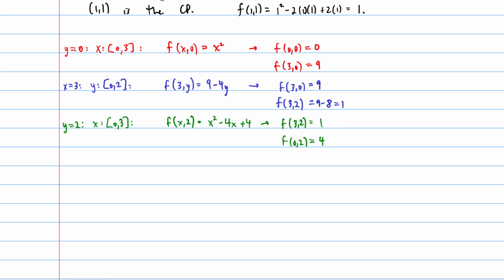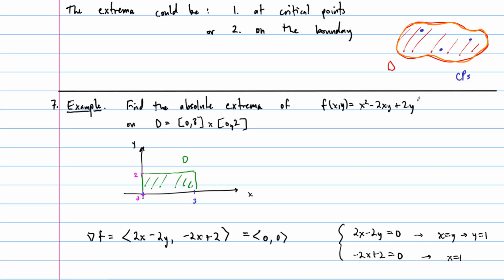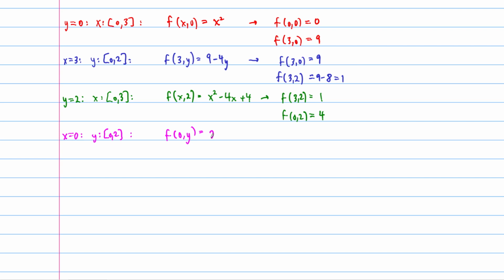Okay, and then one more boundary to check. So the last boundary to check is x equals 0, y varies from 0 to 2, and so f of 0, y. When x is 0, we end up with just, sorry, 2y. So our function is just 2y. Again, it's linear. We check the boundaries. We already know actually what the points are all equal to. So f of 0, 2 is equal to 4. F of 0, 0 is equal to 0.